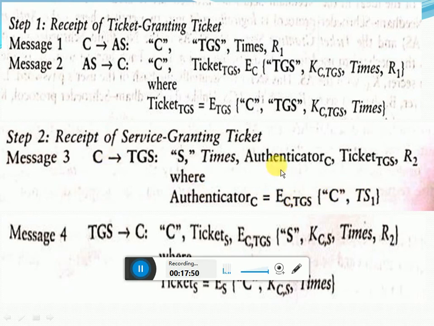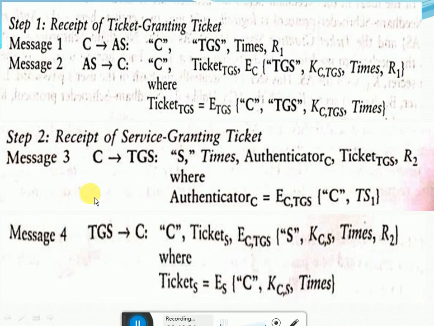So this authenticator C is to prove that it has knowledge of the session key. Using the session key, it encrypts this information and passes this encrypted information in the form of an authenticator to the TGS. The moment the TGS gets the ticket, it extracts the session key from it. Using that session key, it decrypts this information, from which it will come to know that this message has come from an authenticated client. Apart from that, C also generates a new nonce which is going to be used between C and TGS.